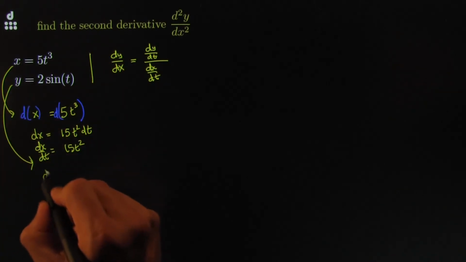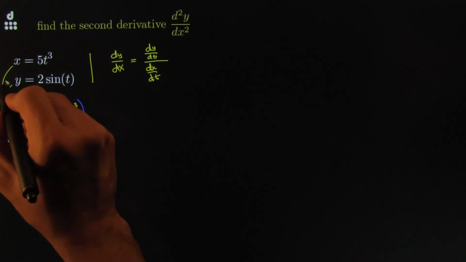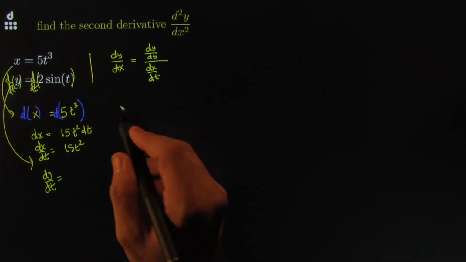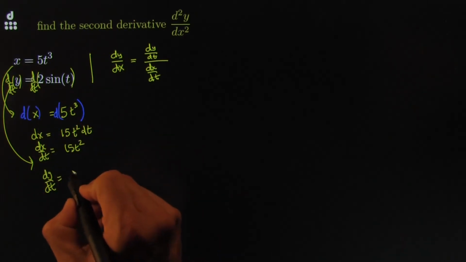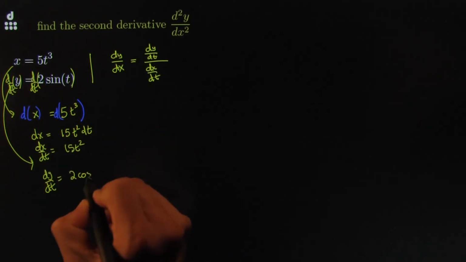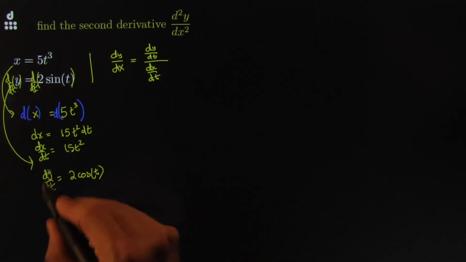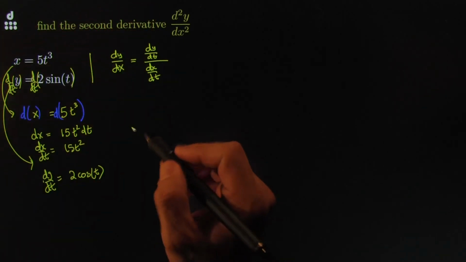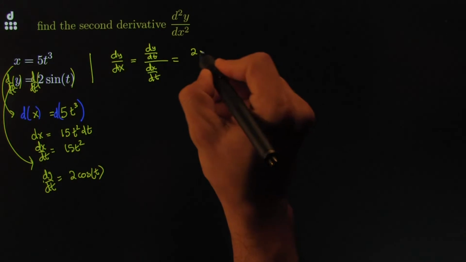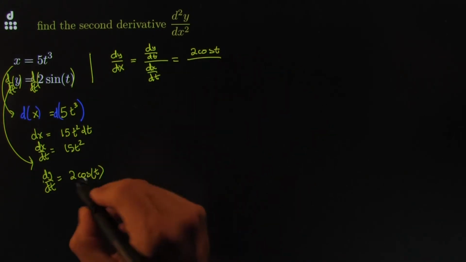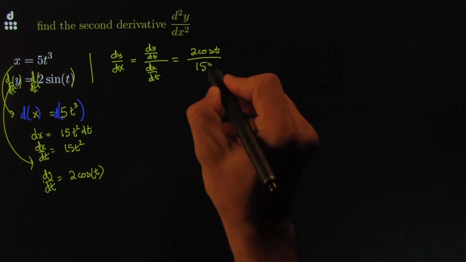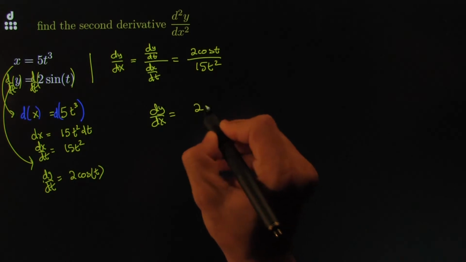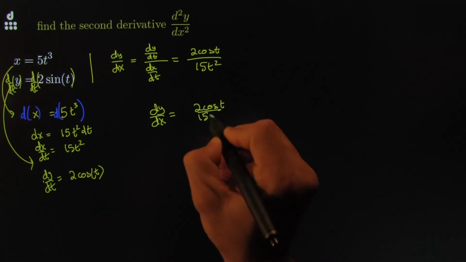Similarly here, for dy/dt, I can slap a d/dt on this side and a d/dt on that side. I could also slap a d on both sides, but same difference. This will give me 2 times the cosine of t. So I've got my dy/dt, that's going to go over here. Watch how easy this is. This becomes 2 cosine t as the numerator, and the denominator is 15t squared. And so we have that dy/dx is equal to 2 times cosine t over 15t squared.